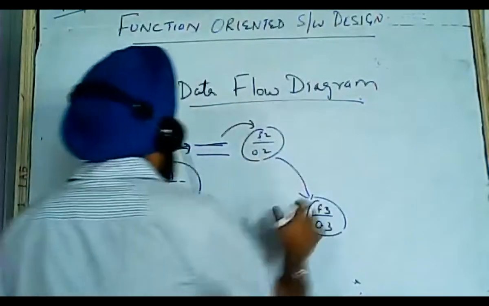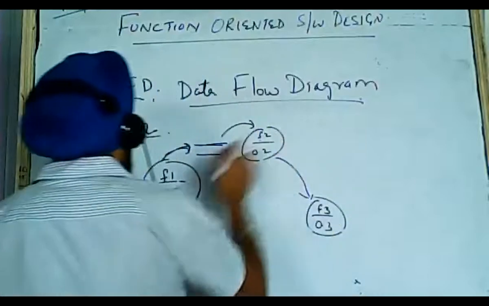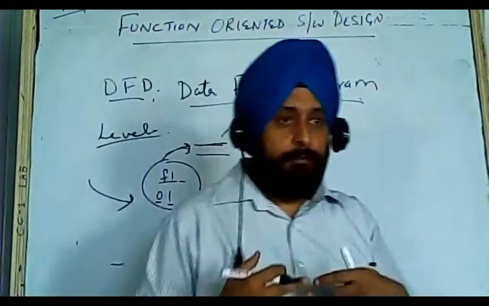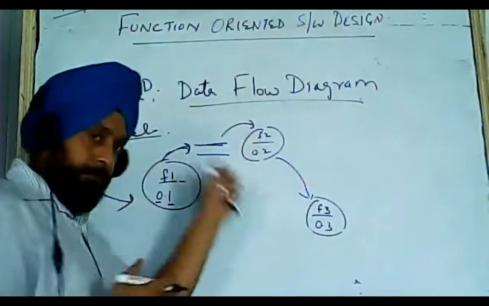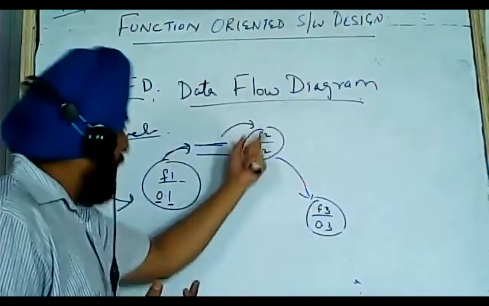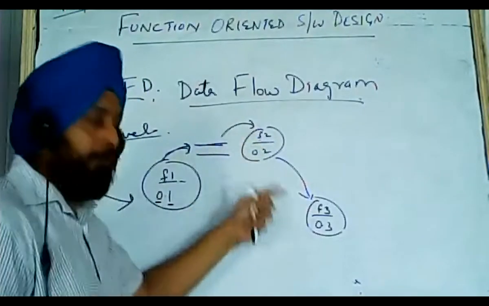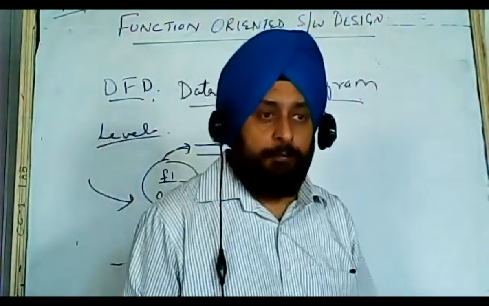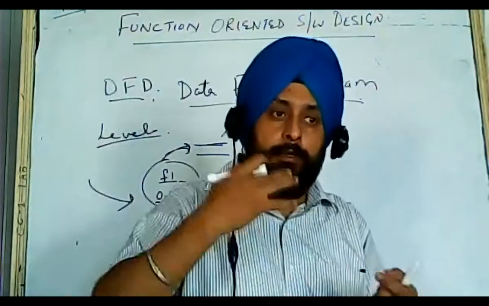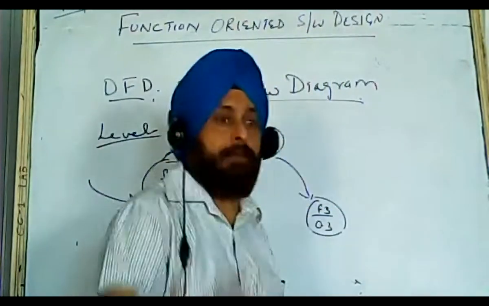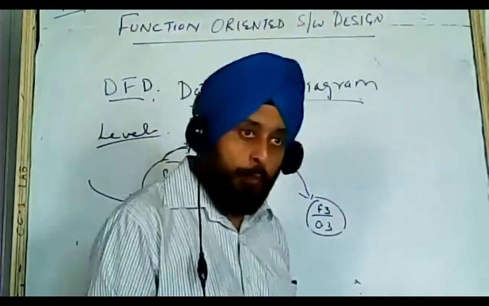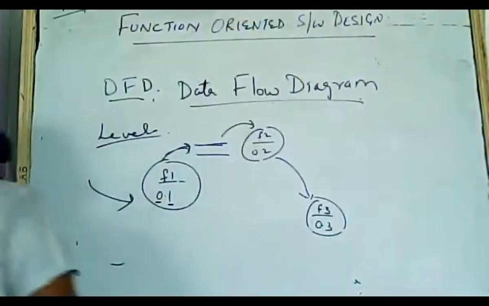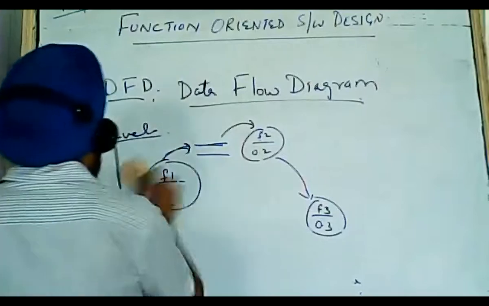Now suppose F1, F2 and F3 have further functions. I will just take F1, or I can take F2. If F1 or F2 have further sub functions under them, then we have to take your DFD to the next level, that is level 2, the higher level. We have to represent the DFD at the higher level. So how will we do that?